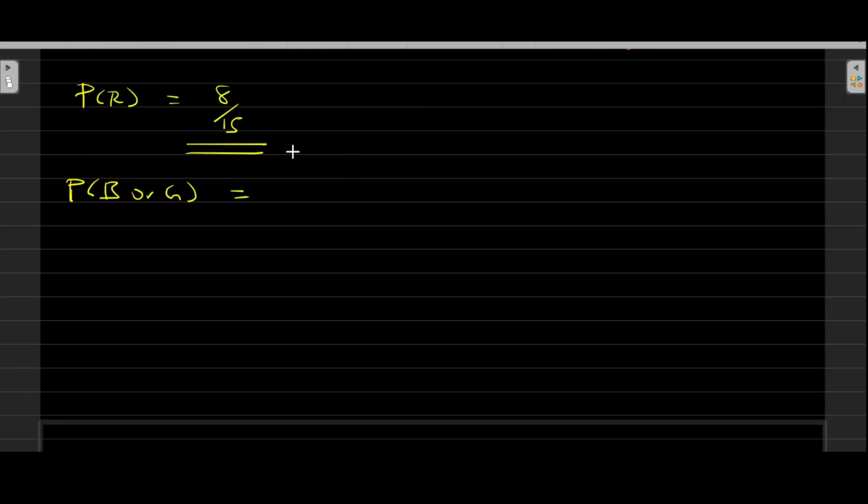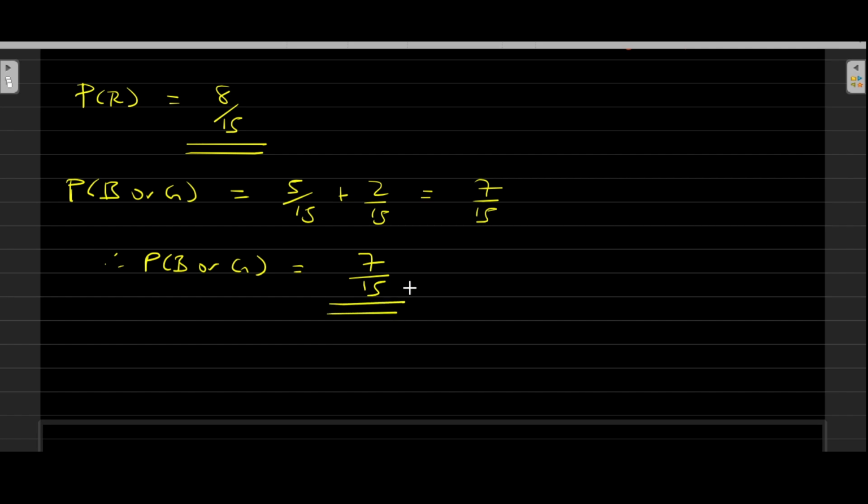Therefore, we shall come here and say, if I have 5 out of 15, then plus 2 out of 15. If I add these two, this will give me 7 out of 15. Therefore, the probability of picking blue or green is the same as 7 out of 15 from our tree diagram.